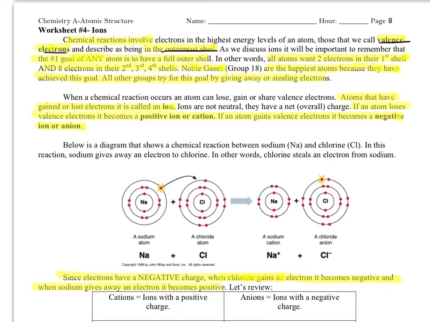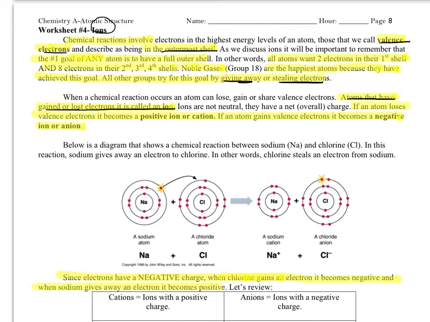All right, and so when atoms interact with each other, they either give away electrons or they steal electrons. And in doing so, they're no longer atoms, which are neutral and have equal numbers of protons and electrons, but now they're ions. Okay, and ions are atoms that have either gained or lost electrons.